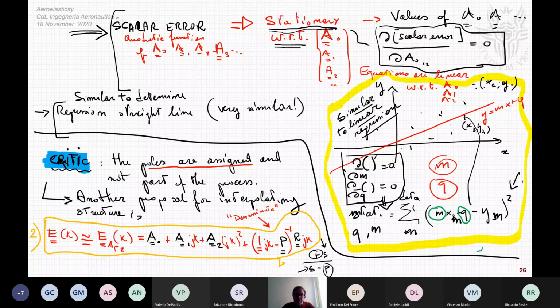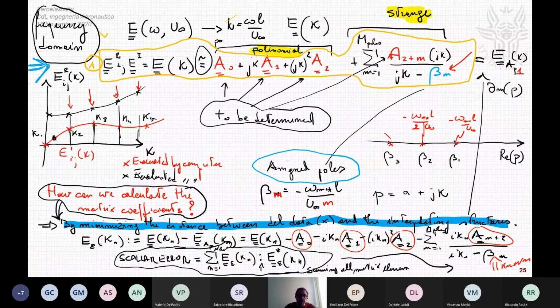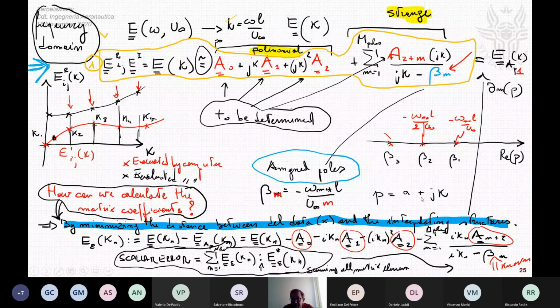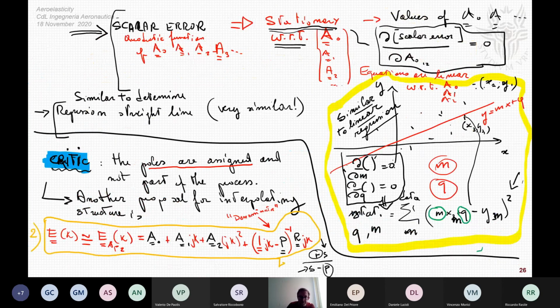Okay. However, after this comment, we have proposed another structure for interpolating our aerodynamic data. We started with this yellow one, number 1, and we proposed number 2 here, another proposal. We had this proposal because we realized that the first one was critical in assuming that these beta values are assigned. If we assign some quantity in the interpolating structure, we are actually reducing the space for searching the best optimum value interpolating the data. So we would like to have the poles as unknowns as well. And therefore, here we have this other proposal, the proposal number 2.